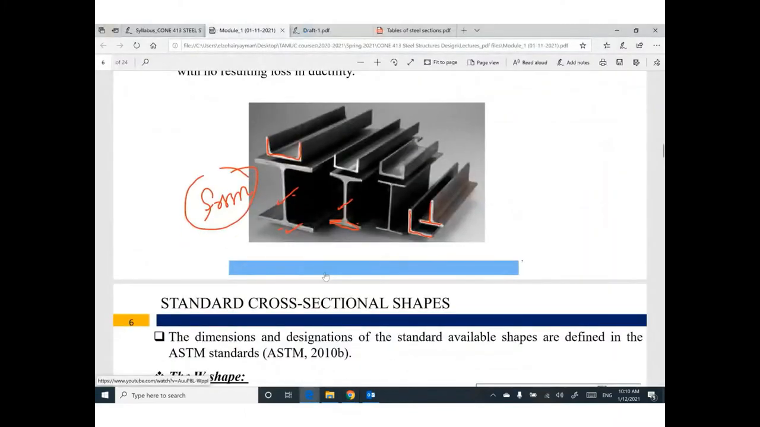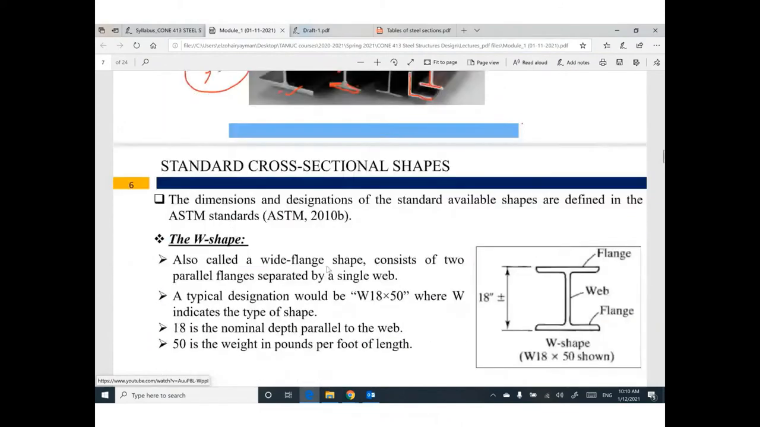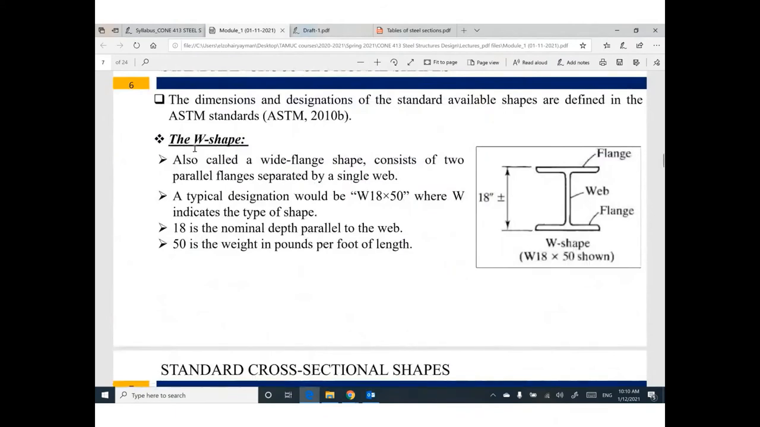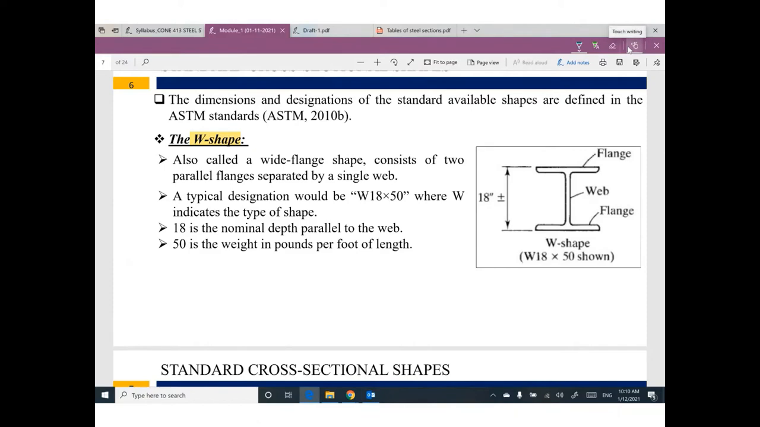We have different shapes. We can deform the hot steel to different shapes. The first one can be called W shape. This information is very important. Please keep it in your mind. W shape: your cross section looks like an I section, like this. This cross section can be called W shape.